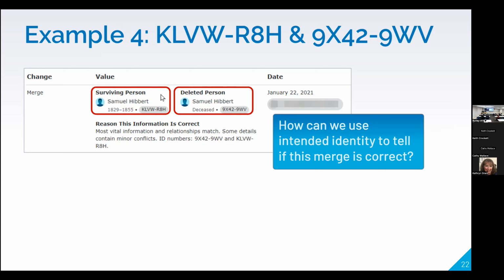There were a lot of red flags on the person page that led me to believe it. Probably there were some bad merges on this guy. A clue to that is the reason statement that the user who merged it chose: "Some details contain minor conflicts." Almost every time, I would say 99% of the time that I see that merge reason statement used, the merge was wrong because the minor conflicts indicated that they were actually two different people.